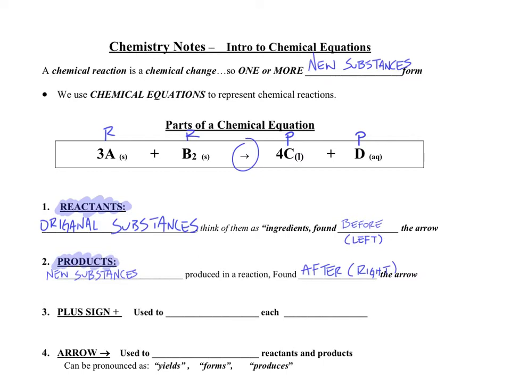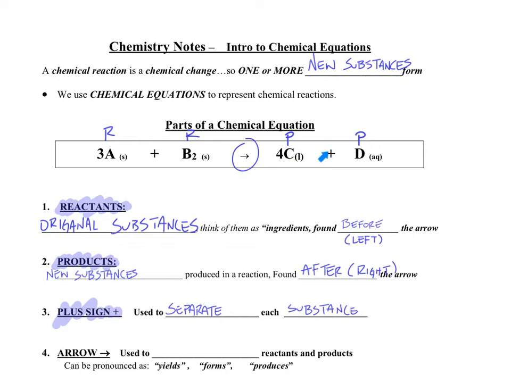The plus sign in my equation is used to separate each substance. We don't want two elements to look like they are bonded together in the form of a compound unless they absolutely are. So these plus signs tell me that this is one substance and this is a separate substance. They are not bonded together.